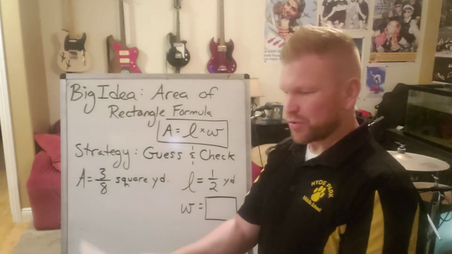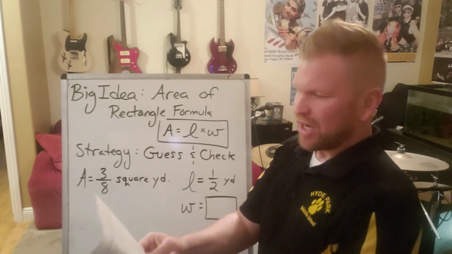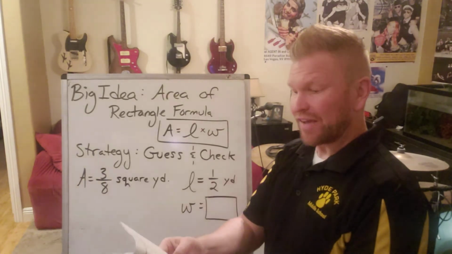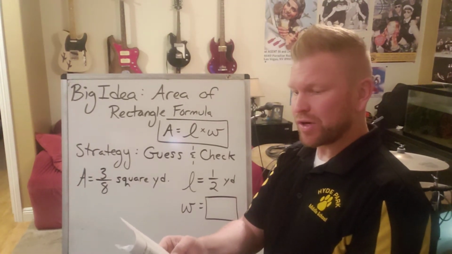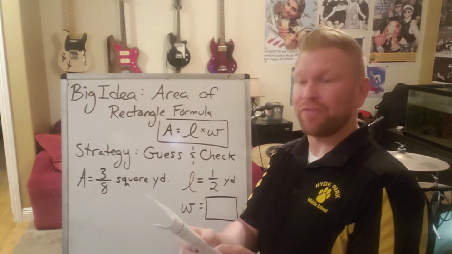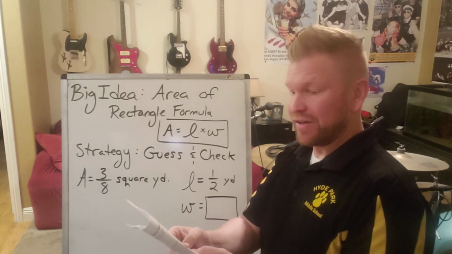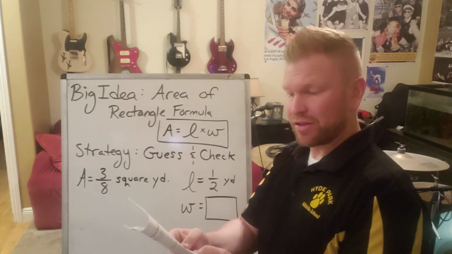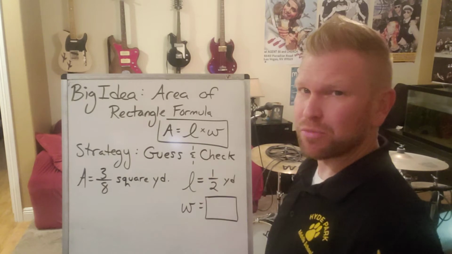All right, for this question, we've got a rectangular poster board that has an area of 3/8 square yards and a length of 1/2 yard. Given area equals length times width, how wide is the poster board?